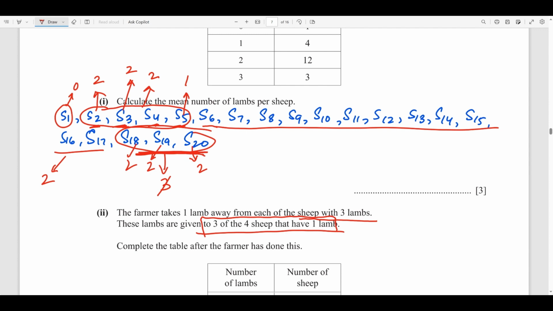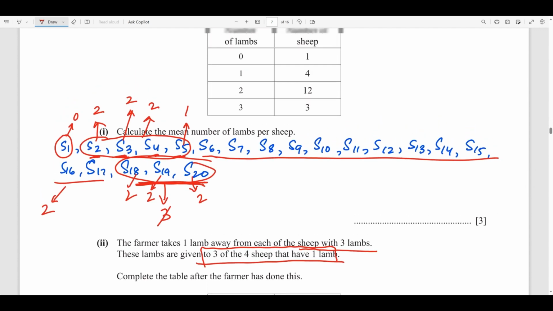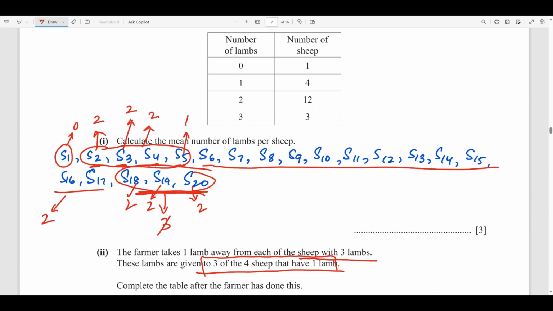So now let's try to count how many sheep there are with each number of lambs. Again, there's only one sheep with zero lambs, so one is okay. And now we notice that there are no sheep with three lambs, so this will convert to zero. Now, how many sheep are with one lamb? Previously it had four, but now these three have got one extra one. So there's only one sheep which is left with one lamb.